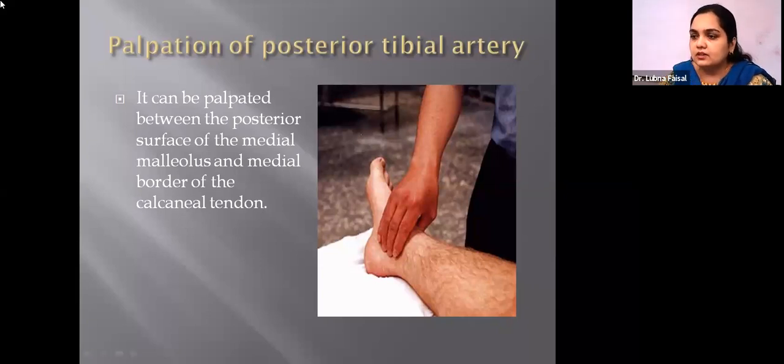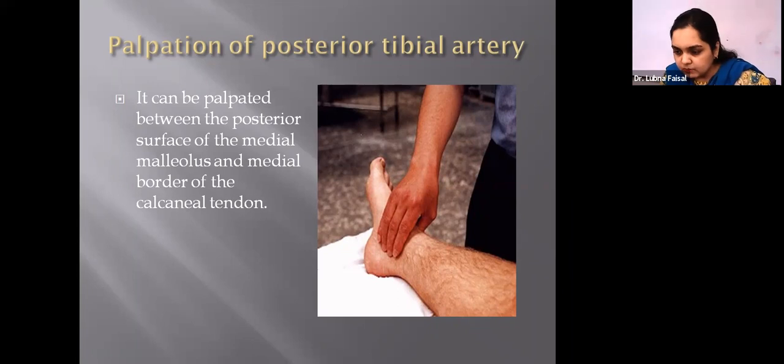So, the artery of the posterior compartment is the posterior tibial artery, originating from the popliteal artery. The nerve of the posterior compartment is the tibial nerve, which originates from the sciatic nerve, and the sciatic nerve originates from the lumbosacral plexus. So these are the components of the posterior compartment of the leg.